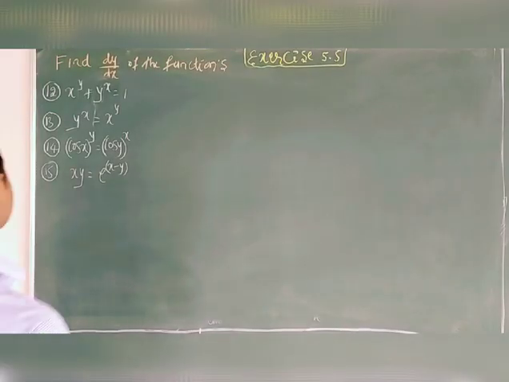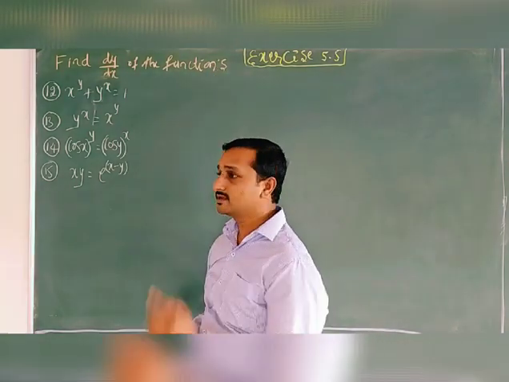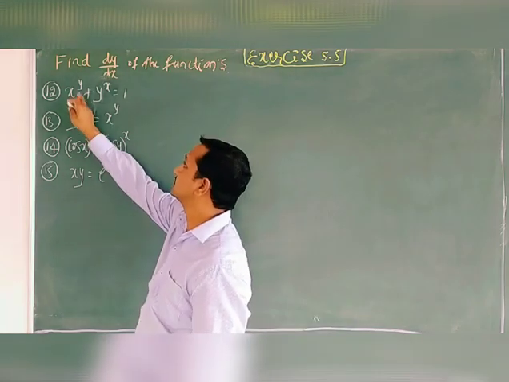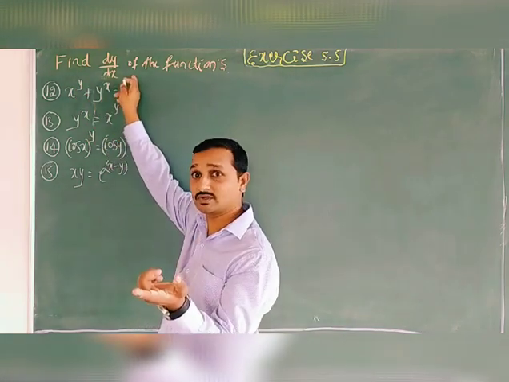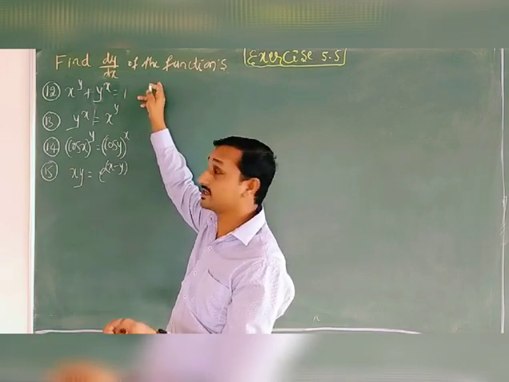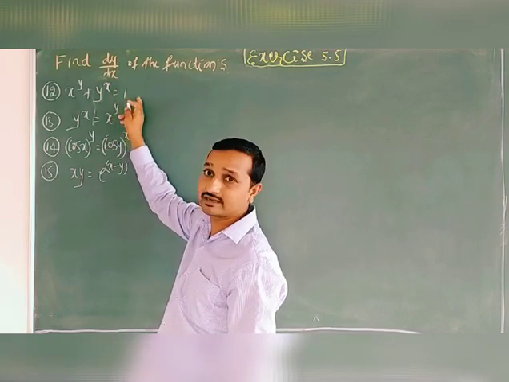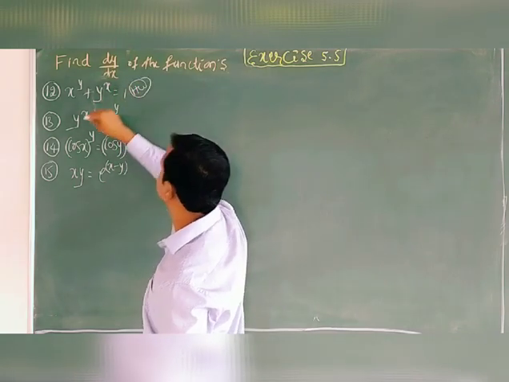So students, here you can find dy by dx of the following function. I already solved this type of example, x raised to y plus y raised to x plus x raised to x, and one example with a raised to b. The same kind of example is x raised to y plus y raised to x is equal to 1. This example is also yours to try yourself, because it is a very easy example.